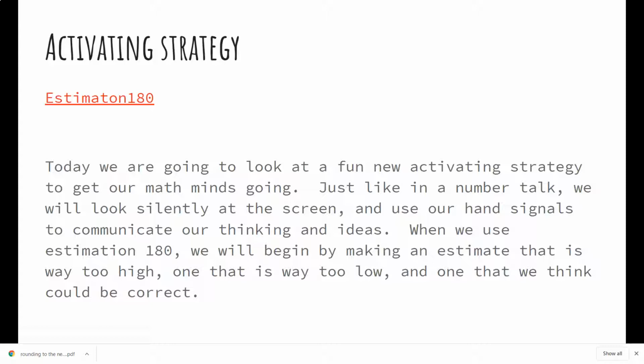But the fun thing about Estimation 180 is we make bad estimates before we make good estimates. So we start out by making estimates that are way too high for the question that's asked, okay? And I usually take about 3 estimates from students and write those on the board or on paper under the ladybug. Then I ask for 3 estimates that are way too low, and I take about 3 more. Then I ask for estimates that could be correct. And as we do more math thinking, our estimates should get better throughout the year. So after we have done all of this estimating, we find out what the correct answer is.